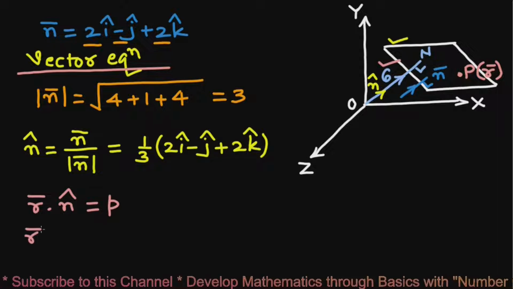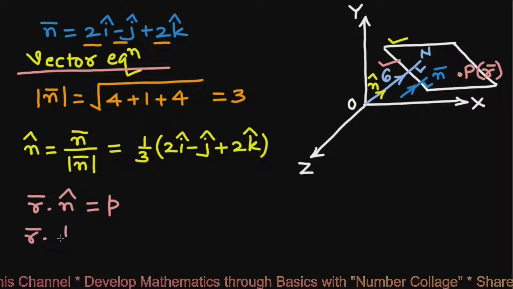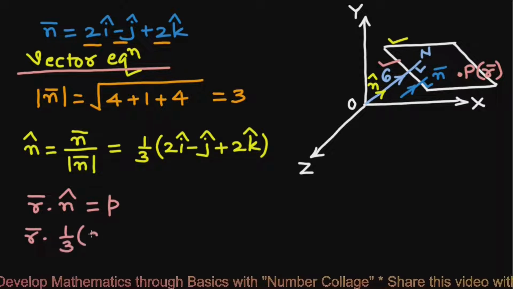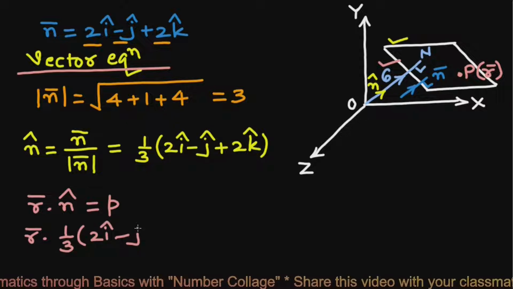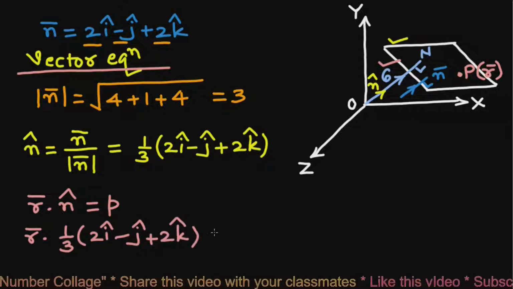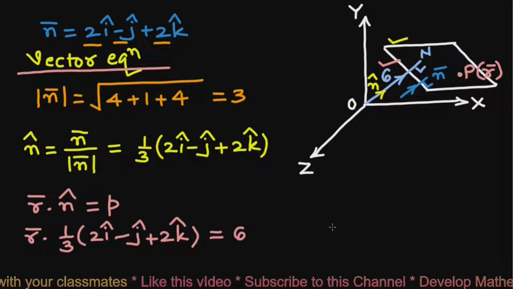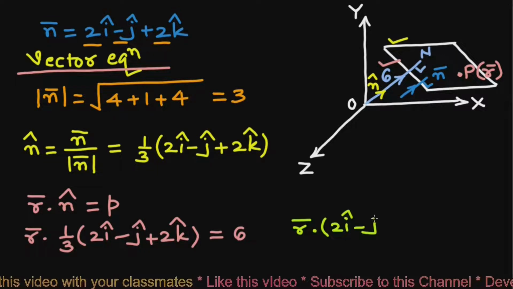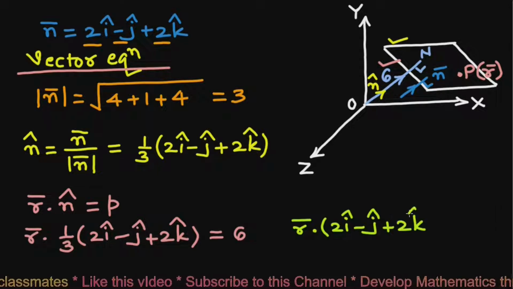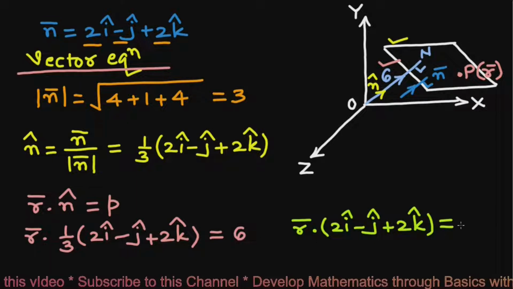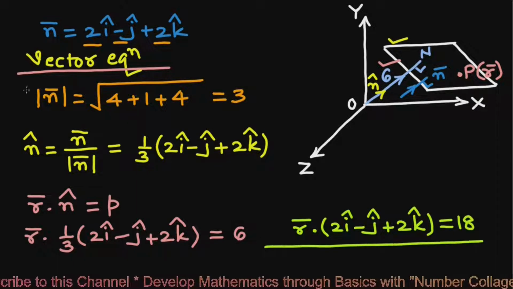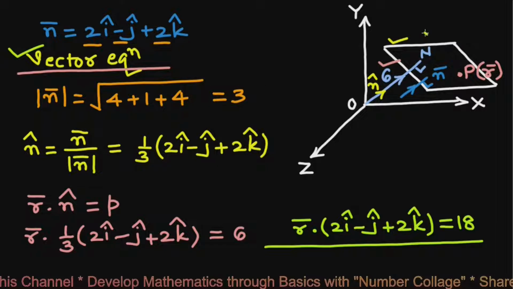So we write r bar dot n cap, which is 1/3 of 2 i cap minus j cap plus 2 k cap equals 6. That will be r bar dot (2 i cap minus j cap plus 2 k cap) equals 3 sixes are 18. So this is the required vector equation of this plane.